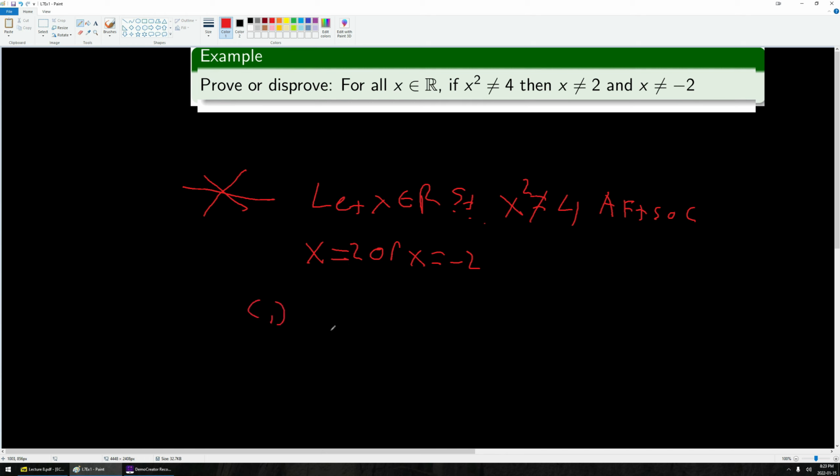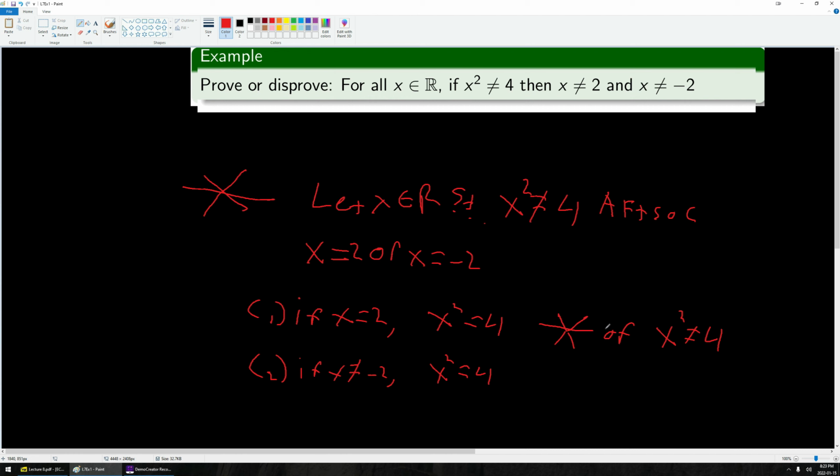Case 1, so I'd say, hey, if x is equal to 2, then I can conclude what? Well, x squared is equal to 4, and this is a contradiction of our assumption that x squared is not equal to 4. Okay, and then I just chase out my case 2. Hey, if x is equal to minus 2, then x squared again is equal to 4, and I can just copy this over. Okay, so these are the only possible cases for my assumption here.